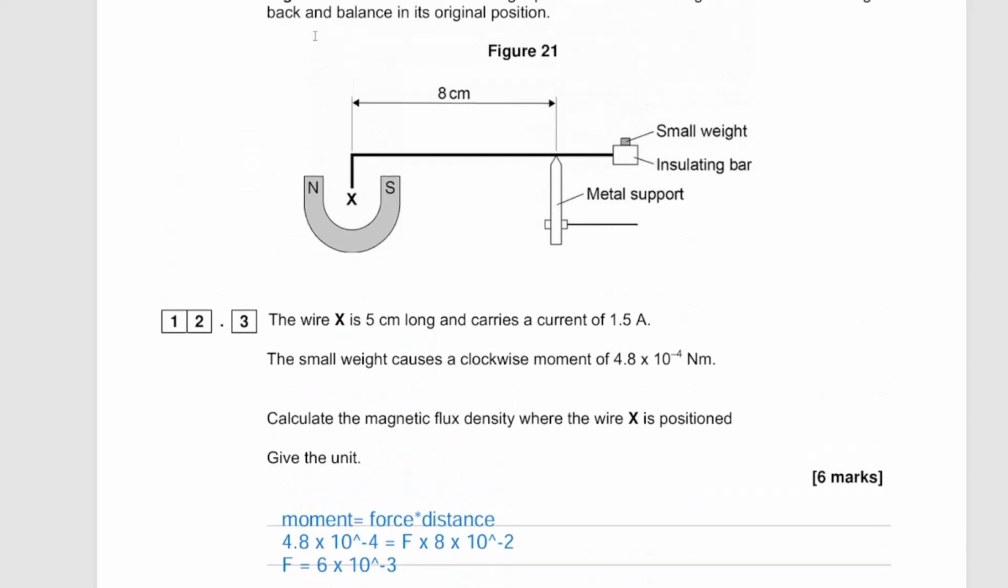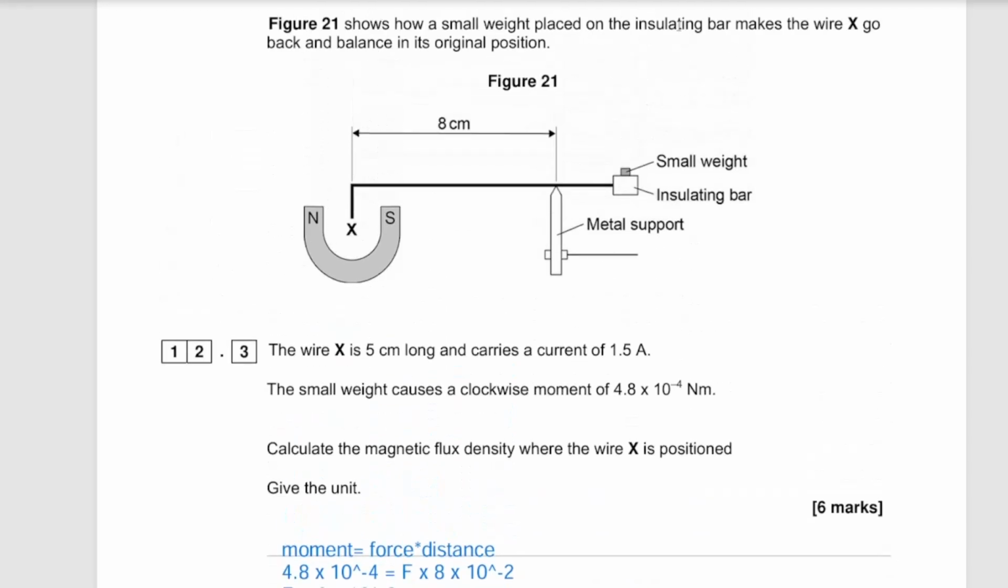Now I believe this is the last question. Figure 21 shows how a small weight placed on an insulating bar makes wire X go back and balance in its original position. The wire is 5 centimeters long and carries a current of 1.5 amps. The small weight causes a clockwise moment of 4.8 times 10 to the minus 4 newton meters. Calculate the magnetic flux density where wire X is positioned.